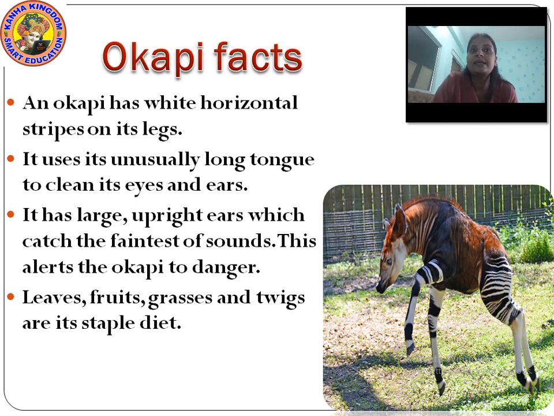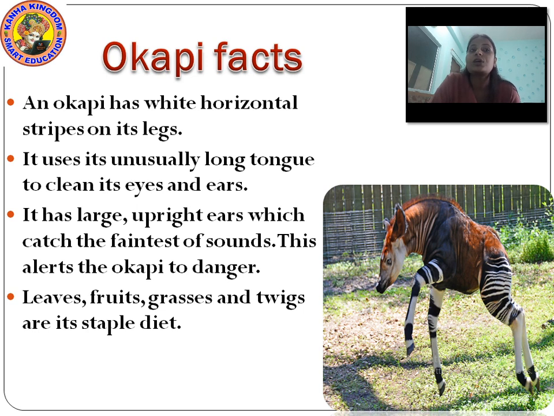Now let's see some facts about okapi. Okapi has white horizontal stripes on its legs.